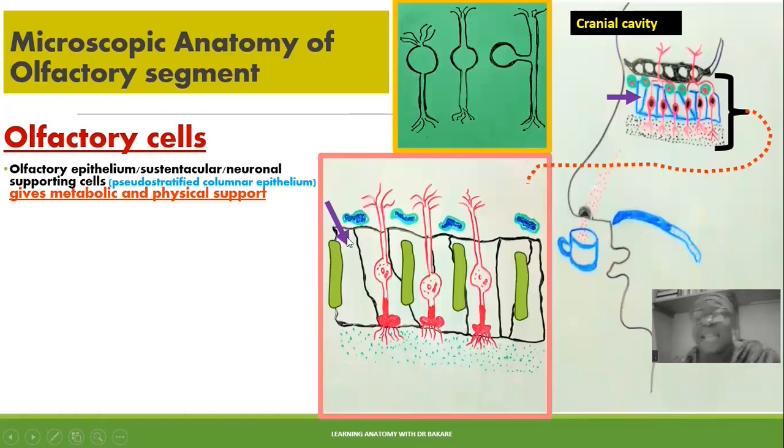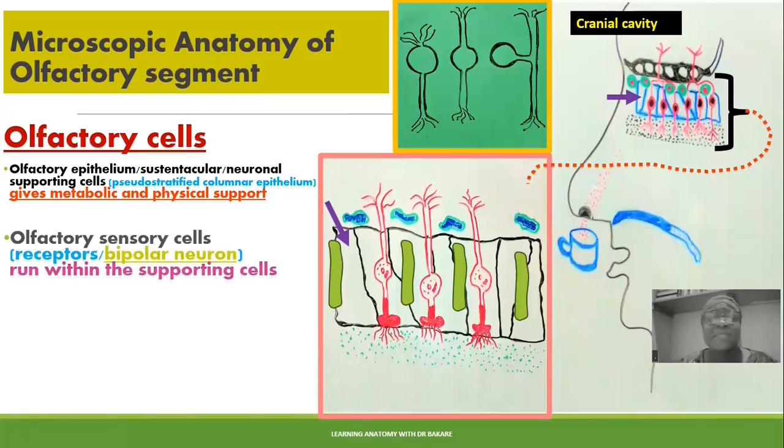These epithelium linings, what they do basically is to give structural and metabolic support for the olfactory receptor cells. So if you look at it, you see that they are trying to create a structural framework around the olfactory segment. So this is what the olfactory epithelium presents. They are also referred to as the sustentacular cell or the neural supporting cell. Just as the name implies, they give structural support to the olfactory segment.